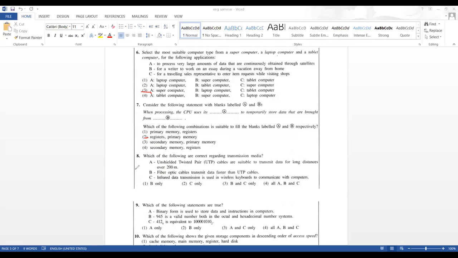Which of the following are correct regarding transmission media? We discussed transmission media. Unshielded twisted pair cables are suitable for transmitting data for long distance. I don't think it's correct. Fiber optic cable transmits data faster than UTP. That's correct. Infrared data transmission is used by wireless keyboards to communicate with the computer. That is also correct. B and C.